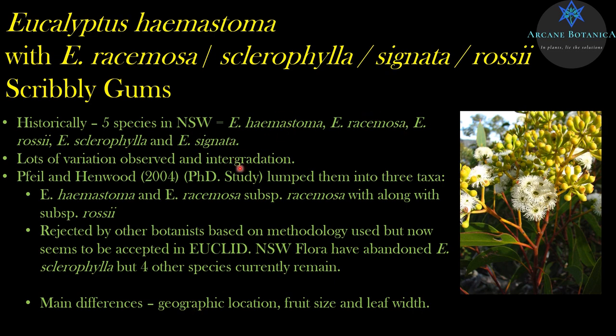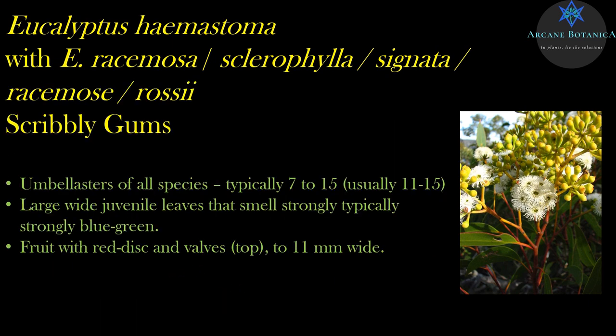Well, we say, what if you don't know where the specimen came from? If you're trying to identify this eucalypt specimen and you have no idea where it came from, which could be the case, then that key is not going to work. So we need something better than geographic location. So umbellasters of all species are typically 7 to 15, usually 11 to 15 or 9 to 15. You can see that in my photo here.